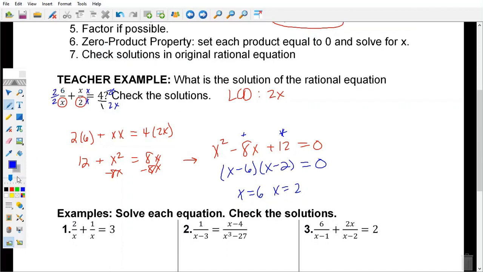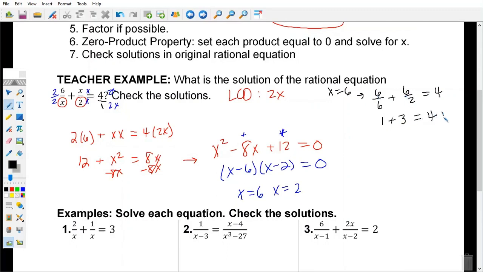So I'm going to go back to the original and plug in the values and see what happens. So I'm going to check 6 first. So checking with x equals 6. That's going to look like this. So we have 6 over 6 plus 6 over 2, and we want to know, does it equal 4? 6 over 6 is 1. 6 over 2 is 3.